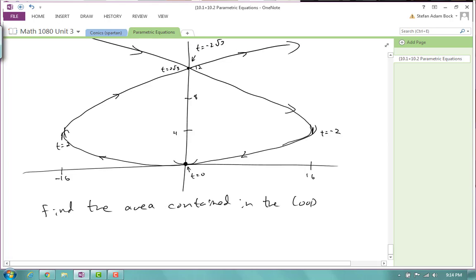Now, it seems like this would be really difficult to describe using vertical rectangles. So I'm going to use horizontal rectangles. And I'm going to specifically try not to subtract the function from itself, because if I try to do a long horizontal rectangle, I'm going to be trying to take t equal to negative 2 minus t equal to 2. Right?